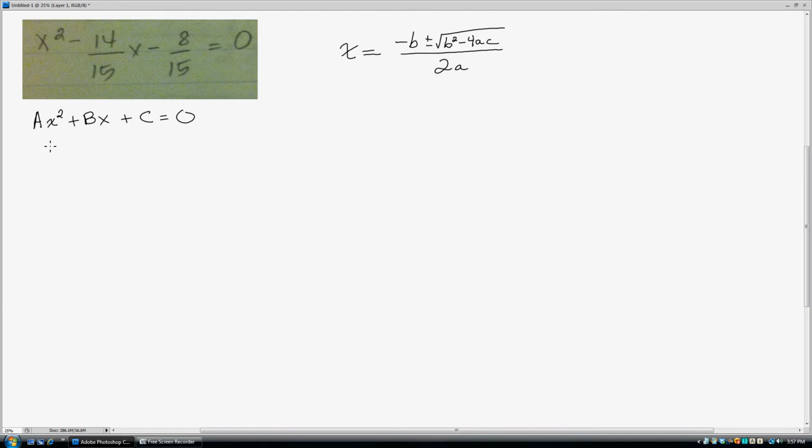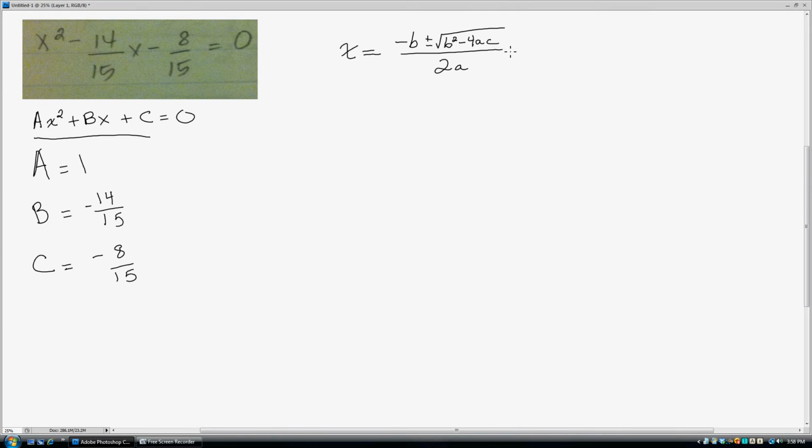Obviously, I'm sure you're familiar with the standard formula for quadratics, ax squared plus bx plus c, and of course the quadratic formula in general. So I won't go into that. If you need me to, let me know. So a is 1, b is negative 14 over 15, and c is negative 8/15.